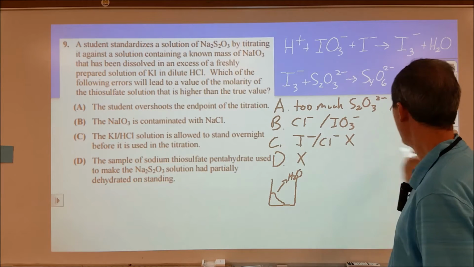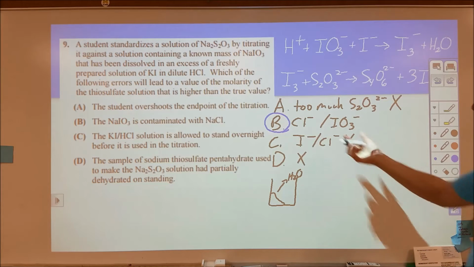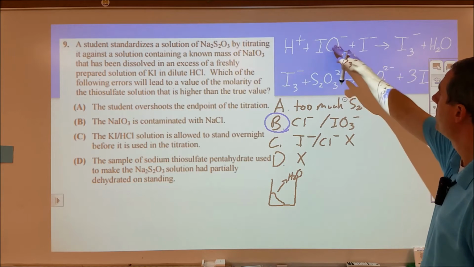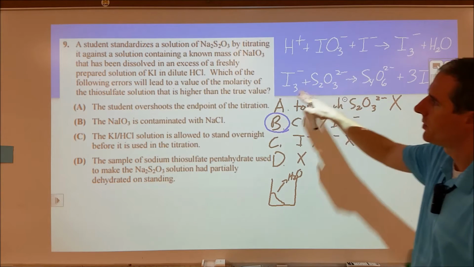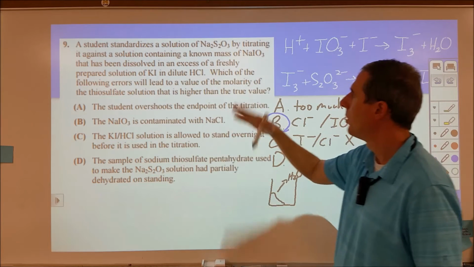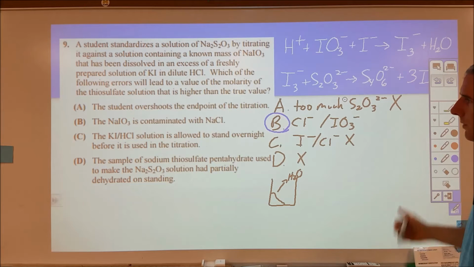So in that case, we can go back and B would be our best choice, and we'll go ahead and pick that. Here we have something that could eventually either reduce the amount of this or increase the need for this. And so both of those will lead to a value of the molarity being higher than the true value, and so B is our answer.